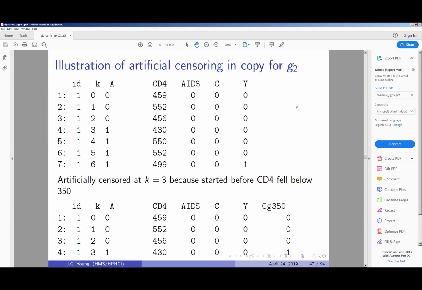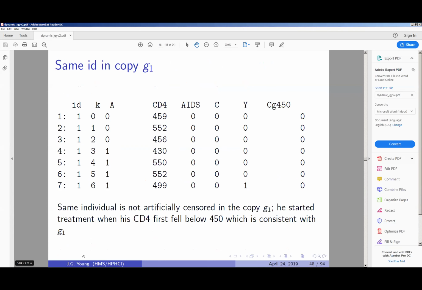So the top part here is the original records for ID 1 that we showed before, and this just shows what his data looks like in the artificially censored copy for G equals start ART when CD4 first falls below 350, because his A switches to 1 when his CD4 hits 430 for the first time, and so we censor him there. Even though he has 7 records in the original data set, he only has 4 records in that artificially censored copy. This just shows what his records would look like in the copy start ART when CD4 first falls below 450.